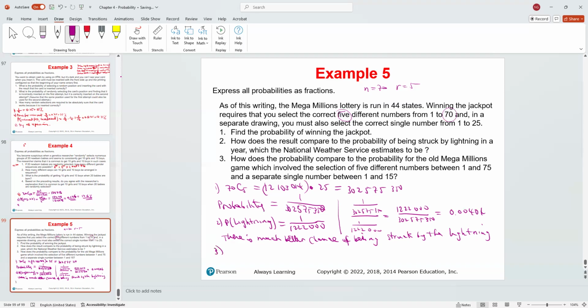So number three, the last question, they ask you something very simple: how does the probability compare to the probability of the old Mega Millions? At that point, you only had 15 numbers. Now you have 25. All you need to do is count, multiply by 15 for the second one, and compare it with the first one, and you will see the result.